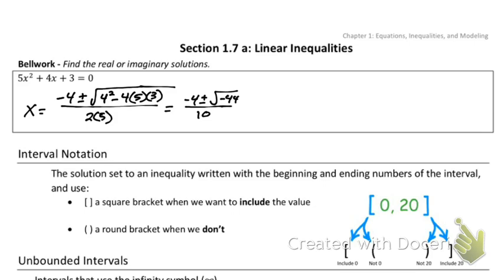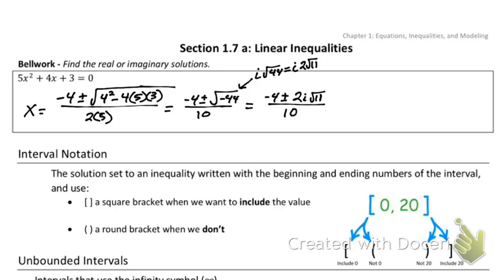All right? So what I'm looking at is I times the square root of 44, which we can reduce down to 2i square root of 11. So rewriting this, I'd have negative 4 plus or minus 2, I usually put the i in front, square root of 11 over 10. And we really do have two fractions there. We have negative 4 over 10 plus or minus 2 over 10.